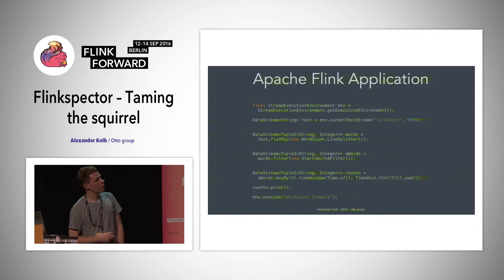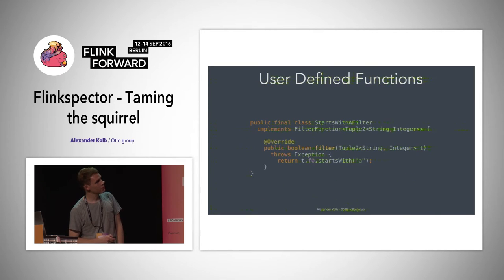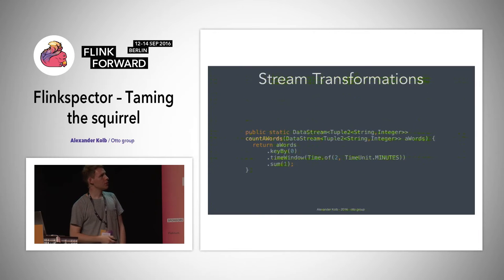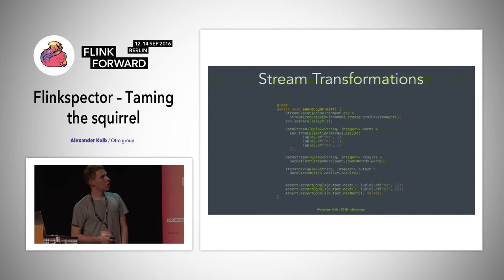What you have to test here, of course, are your user-defined functions, like some simple filter. If I want to test this, the test to be done is fairly simple. This is very basic. If you have more advanced operators that need deeper runtime parts of Flink, this is not so easily done, but it can be done. What you also have are stream transformations, where you have a data stream and transform it into another data stream, like by this window aggregation. This was testable like this.